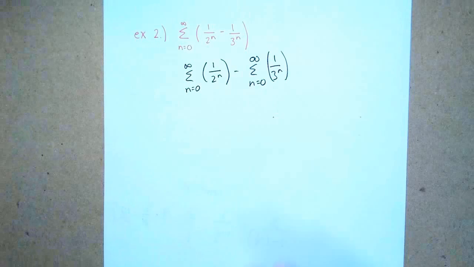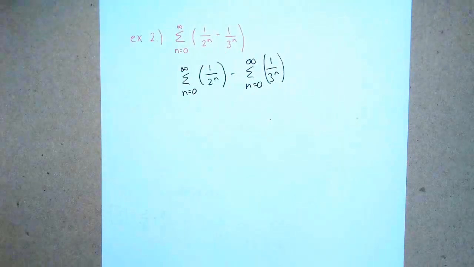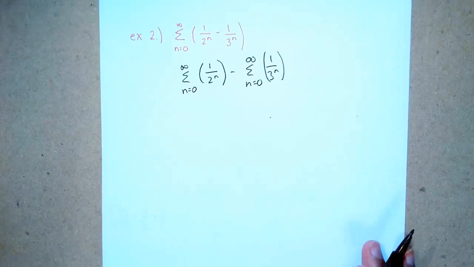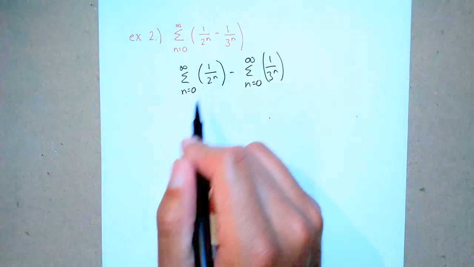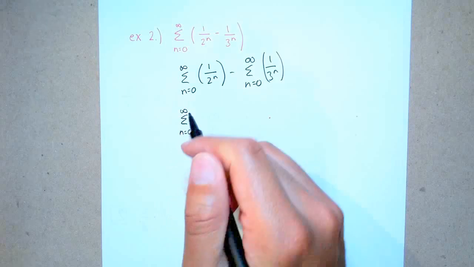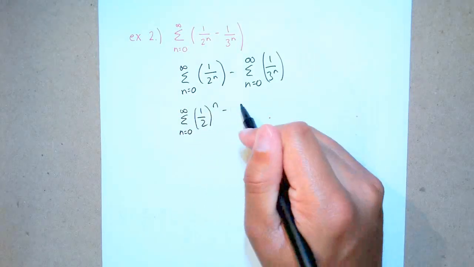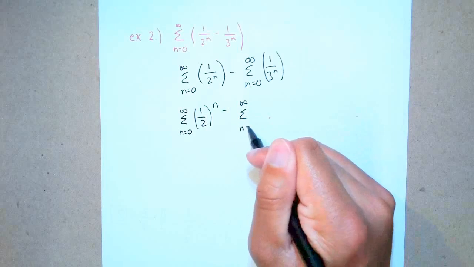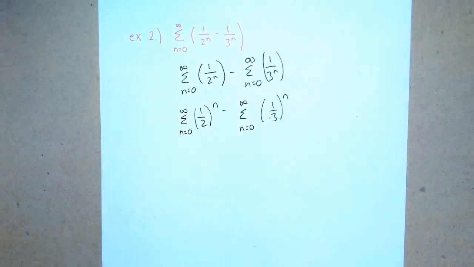Now, if you take a look at this one and then you take a look at this one, these are two different geometric series, but you have to make it a little bit nicer. It's not really in the form of a1 and then your r to the n power. So then what I'm going to do is rewrite this as the summation from n equals 0 to infinity of 1 over 2 raised to the n minus the summation from n equals 0 to infinity of 1 over 3 to the n.